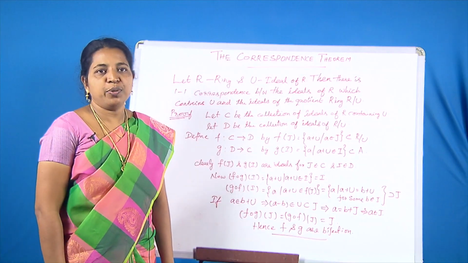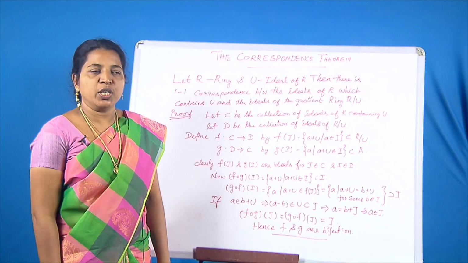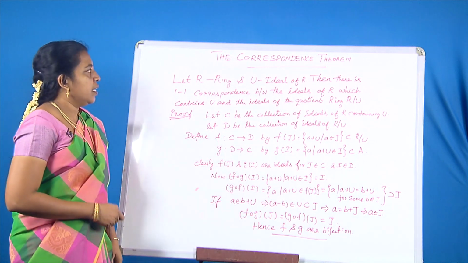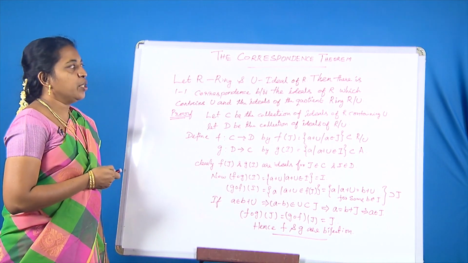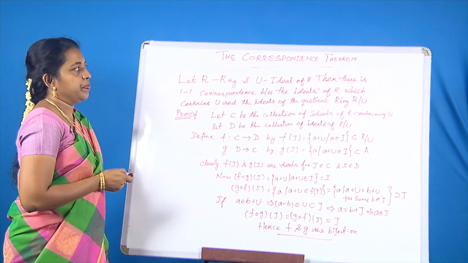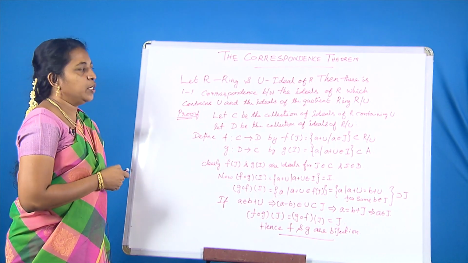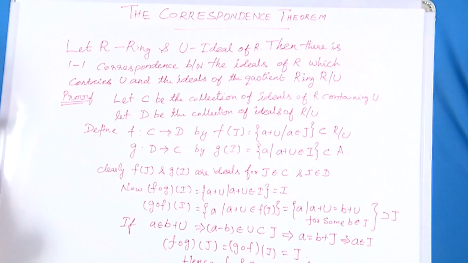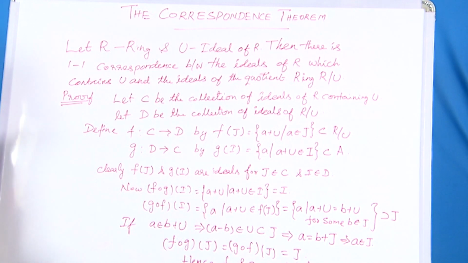Now, we are going to prove another theorem called the correspondence theorem. The statement of the theorem is: let R be a ring and U an ideal of R. Then there is a one-to-one correspondence between the ideals of R which contain U and the ideals of the quotient ring R by U.